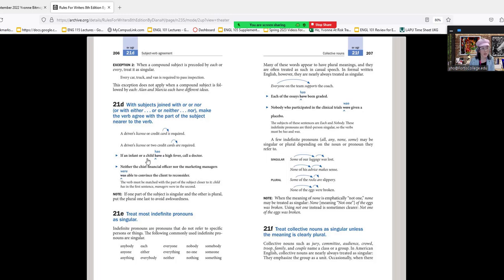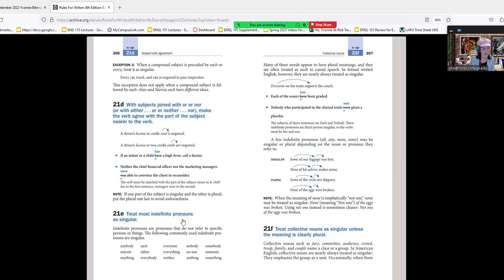If an infant or a child has a high fever, call a doctor. So here, child is a singular subject, and it takes a singular verb, has. Neither the chief financial officer nor the marketing managers, and here the noun that's closest to the verb, which is plural, takes a plural verb. So it's always with subjects joined with or, nor, either or, neither nor. You make the verb agree with the part of the subject nearer to the verb.